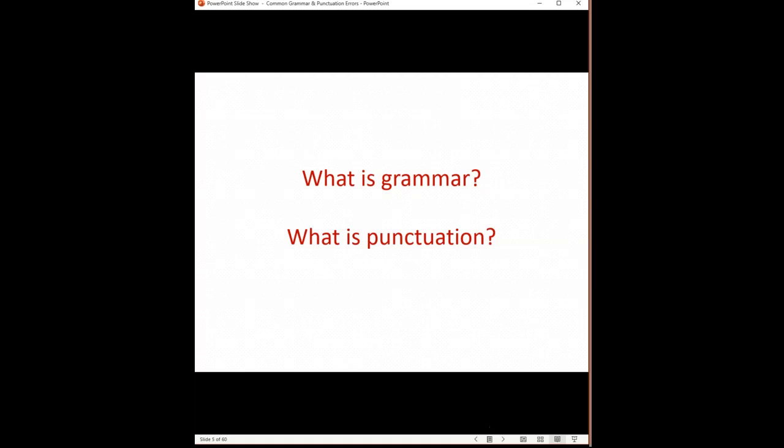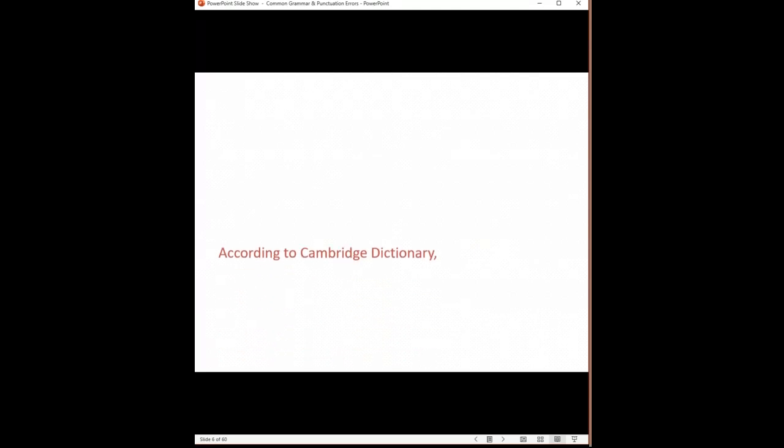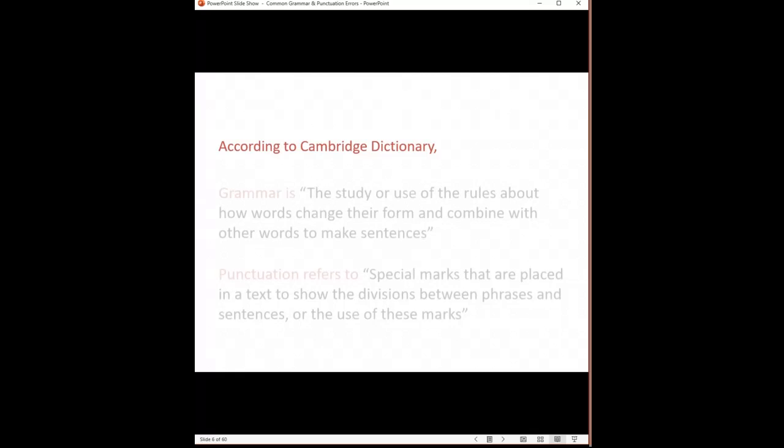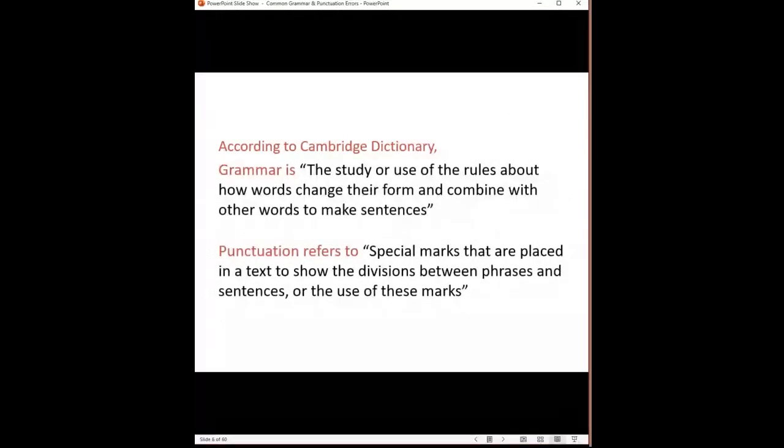Rules for the language. Excellent. Great. So this is the meaning of grammar. Rules and marks. These are nice, simple definitions, and a good one. Let's see what the Cambridge Dictionary says about grammar. It says grammar is the study or use of the rules about how words change their form and combine with other words to make sentences. So it's about the structure and the words that combine with each other. However, punctuation, as you mentioned, is symbols or marks, special marks that are placed in a text to show division between phrases and sentences, or the use of these marks.